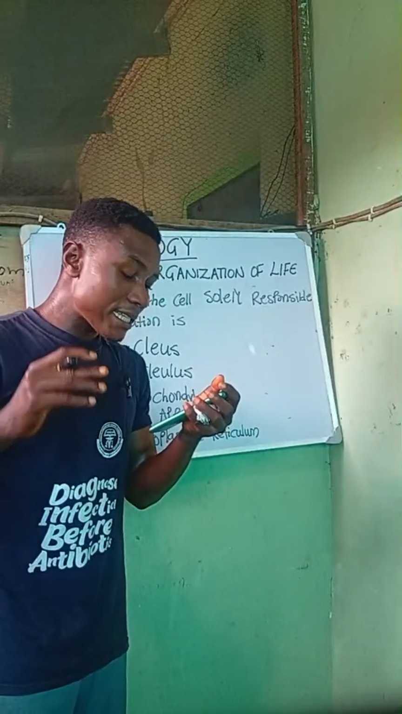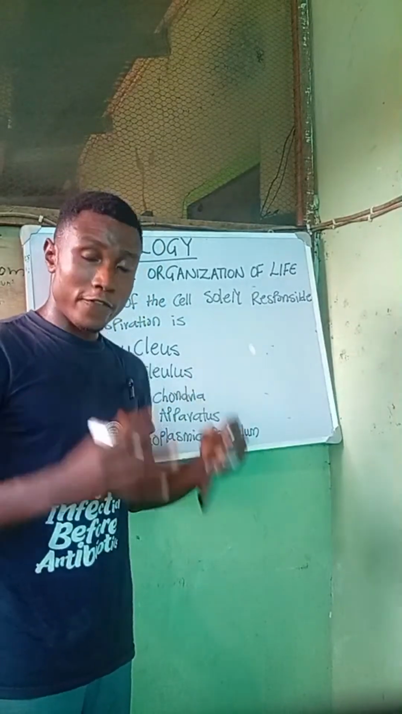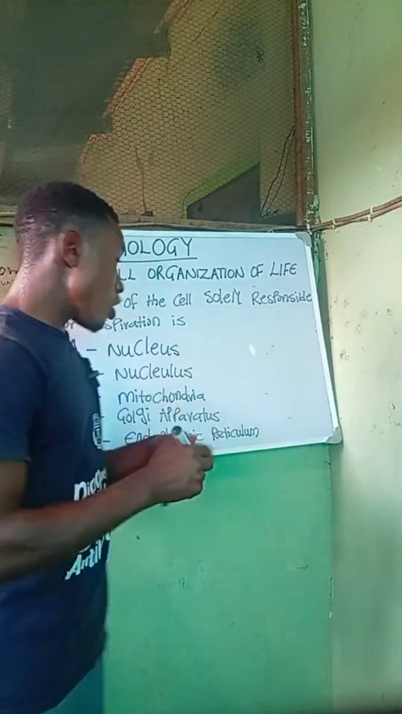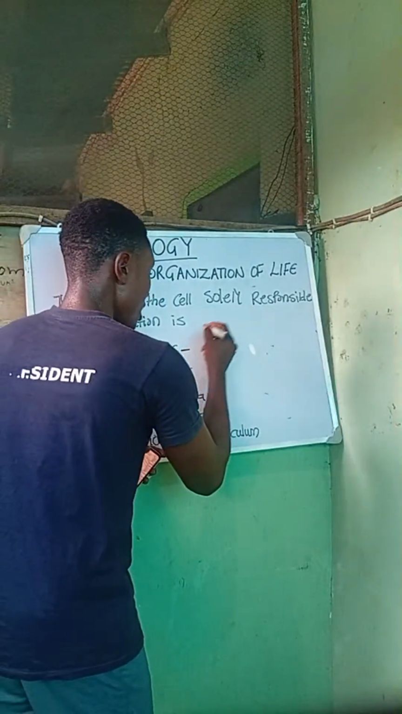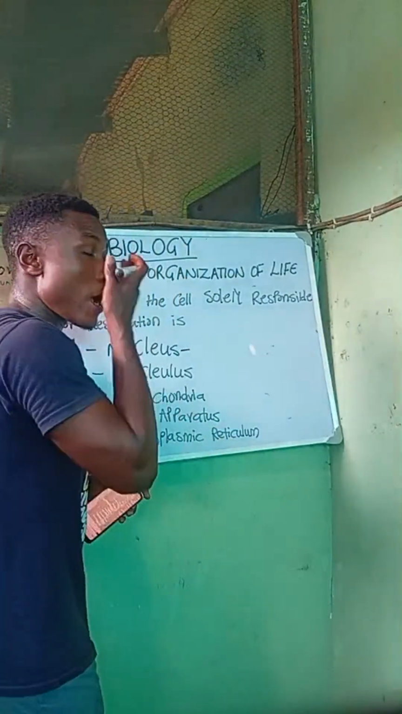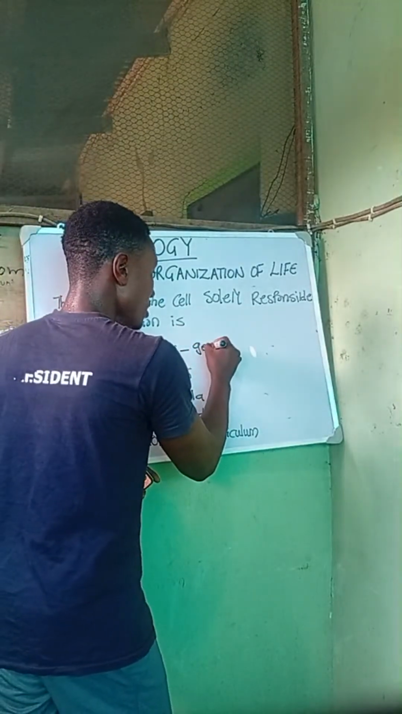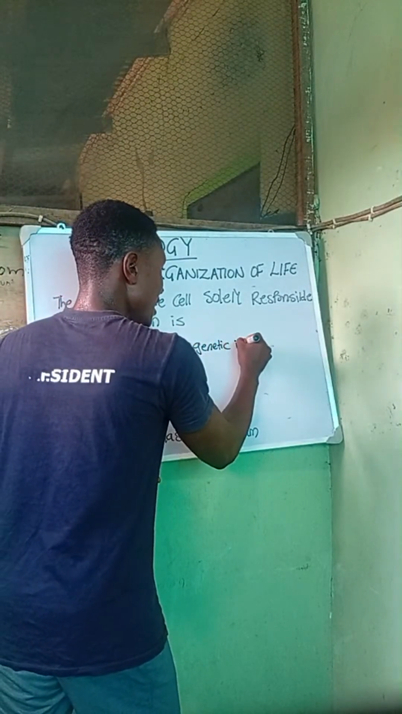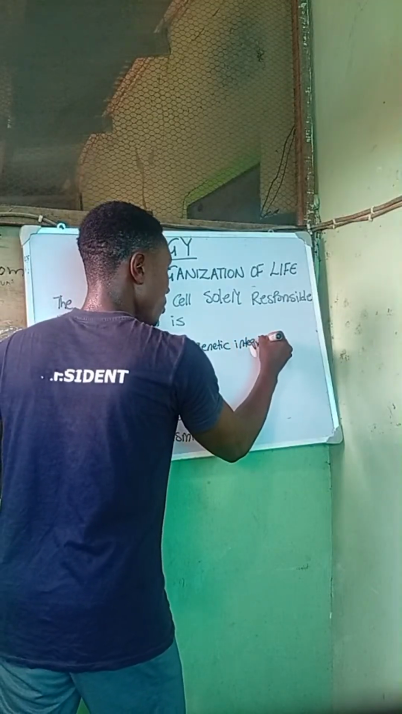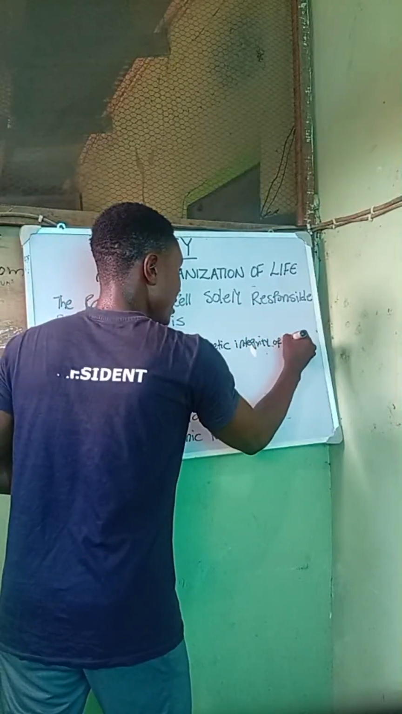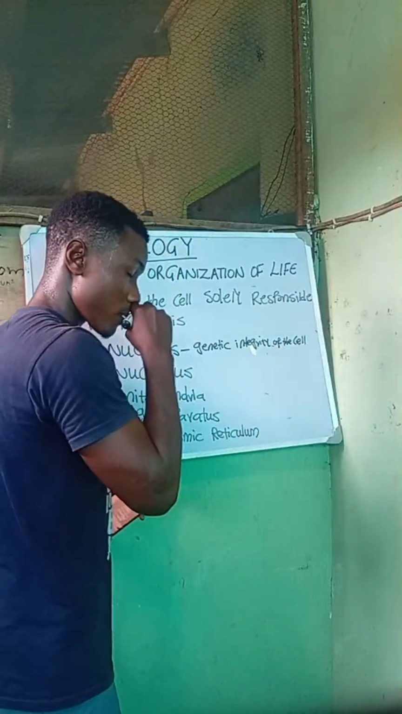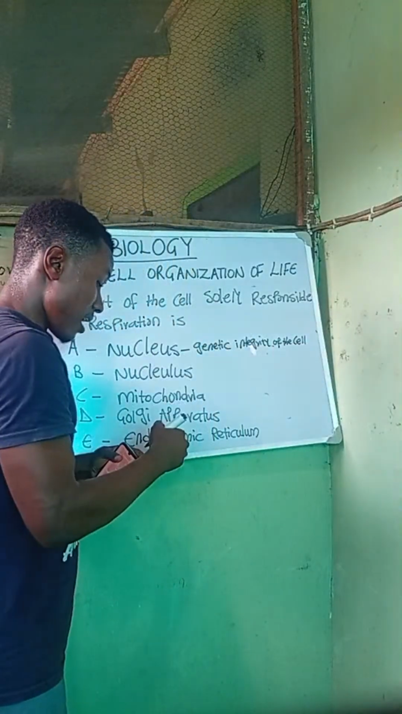It contains genetic or hereditary information. That is why I told you from the beginning of this class that it is called the what? It maintains the genetic integrity of the cell. It maintains the genetic integrity of the what? Cell. Right? It maintains the genetic integrity of the cell.